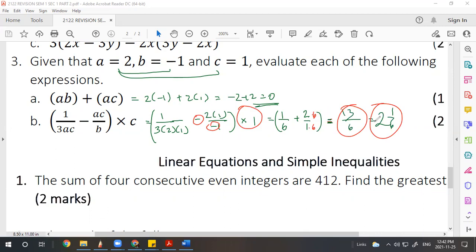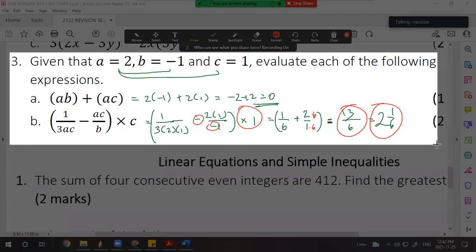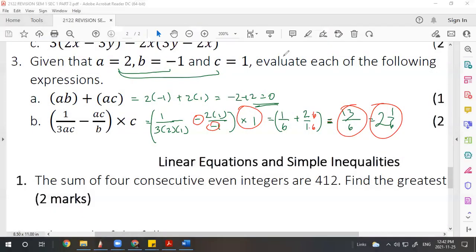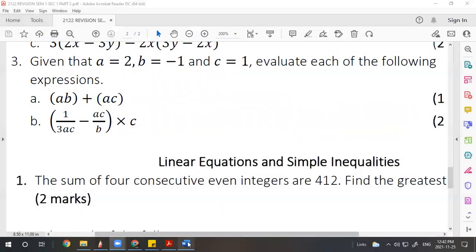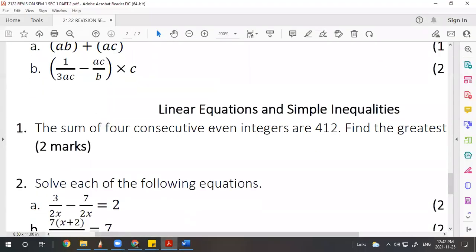Oke. Nggak boleh 13 over 6 ya. Kalau bisa dibikin mix. Serious? I'm serious. I've always forgot to turn it into mix. So, you have to be careful. Hati-hati loh, ya.